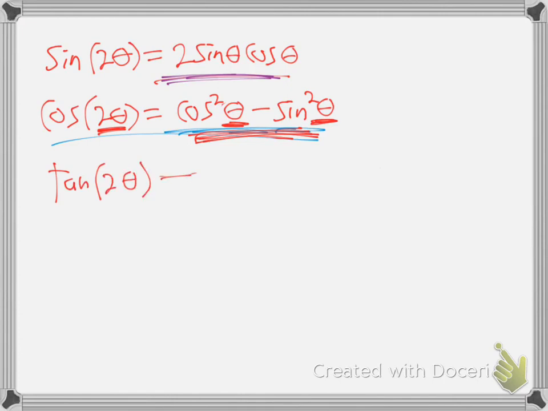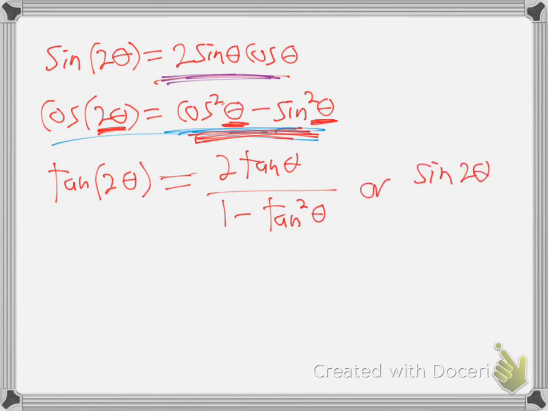Tangent of double an angle is 2 tangent of the angle over 1 minus tangent squared of the angle. Which is the same as sine 2 theta over cos 2 theta, which I think is way easier. But they're making us do this form. They're saying, if you ever see 2 tangent over 1 minus tangent squared of that angle, that's all the same as just one simple tangent of double the angle.